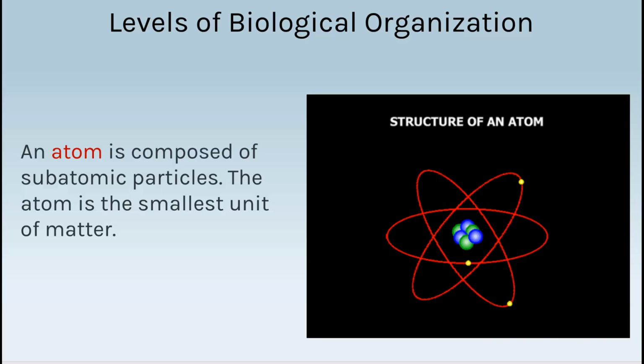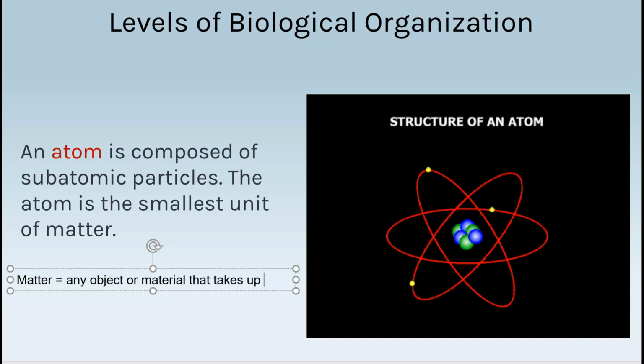Now the atom is the smallest unit of matter. Now take a second and try to recall what the definition of matter is. So matter is any object or material that takes up space. Right? So matter does not have to be living. Matter can be like the desk you're working on or the rock outside, but it does also refer to living organisms. But any type of matter is made up of atoms.